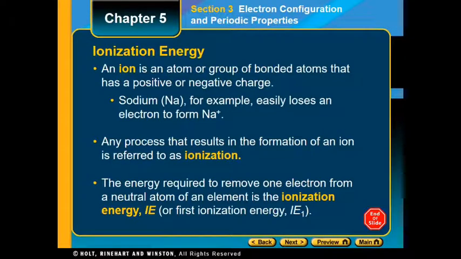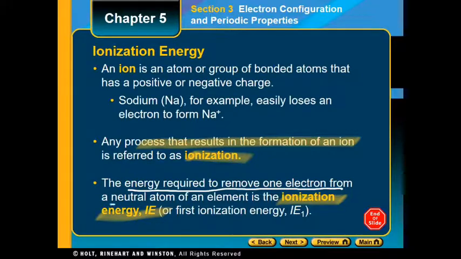Next up, after ion, you have ionization. And ionization is a process that results in the formation of an ion. And then we're going to look at ionization energy, because ionization energy was the second trend we're going to look at. Ionization energy, it is important to know that it is the energy required to remove 1 electron from a neutral atom. So we are removing an electron from a neutral atom, and energy is required to do that.